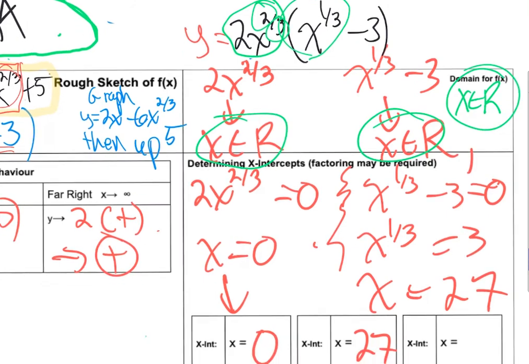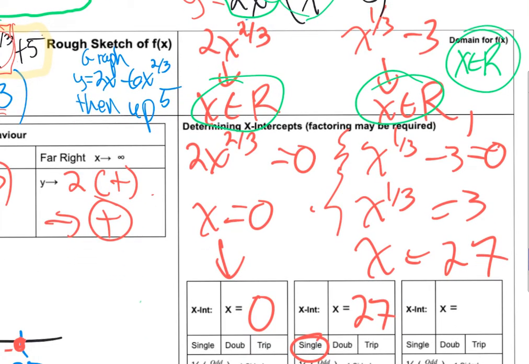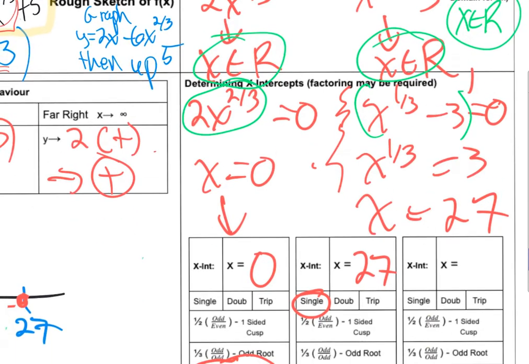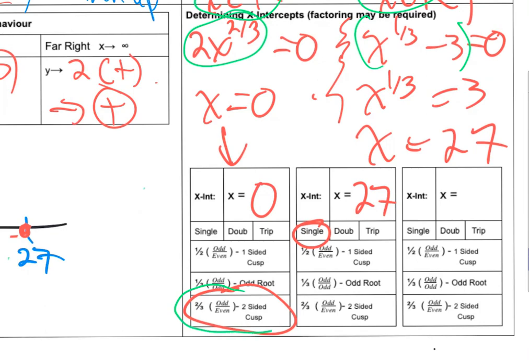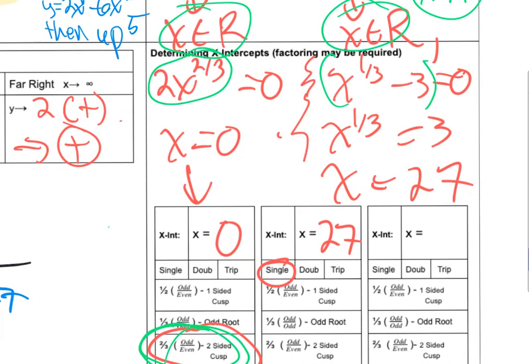Now I have to determine the x-intercepts by setting each factor equal to 0. 2x to the 2/3 equals 0 means that x equals 0. What kind of an x-intercept is that? A two-sided cusp because of the 2/3. Then I do this one, x to the 1/3 minus 3 equals 0. Remember that that's your entire factor there. There is no exponent outside that factor.